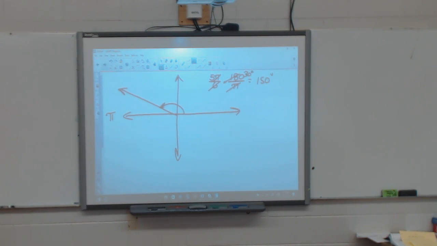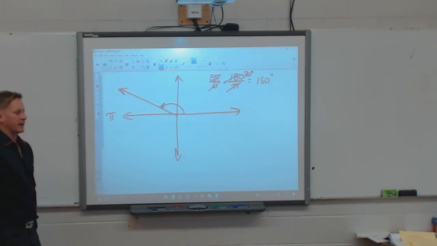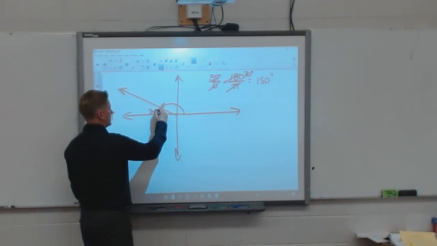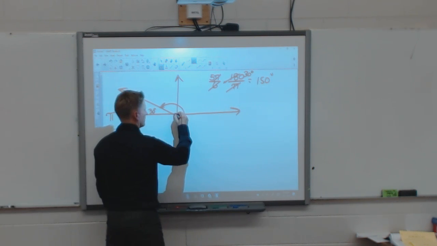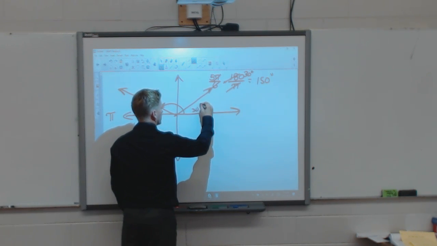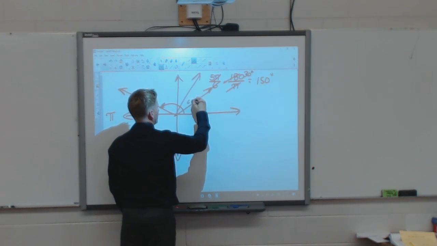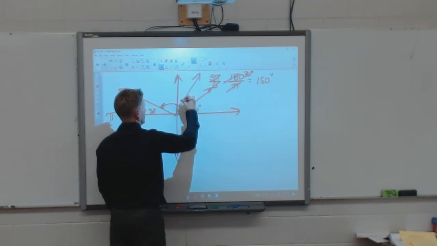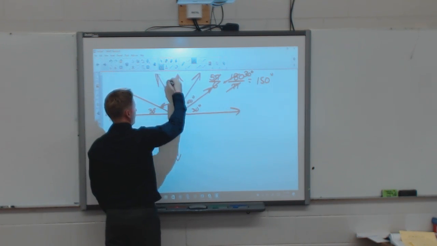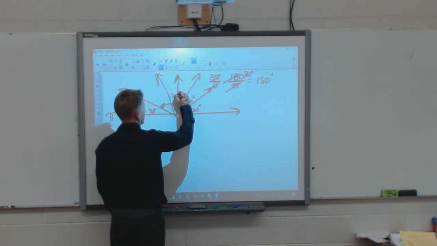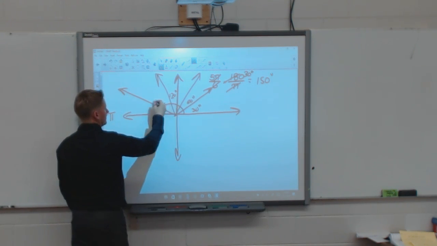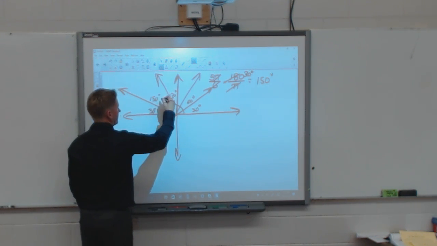6 of them. So 5 pi over 6. This we just said was 30 degrees, right? There's 1 pi over 6. Here's 2 pi over 6. Here's 3 pi over 6. Here's 4 pi over 6, so that would be 120, right? Here's 5 pi over 6, 150 degrees.